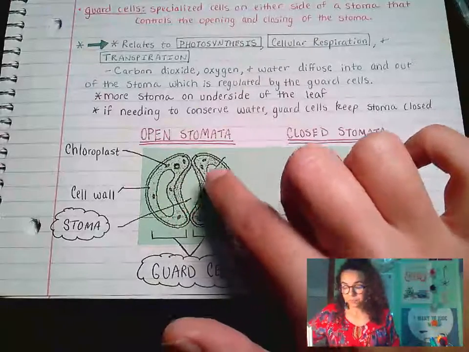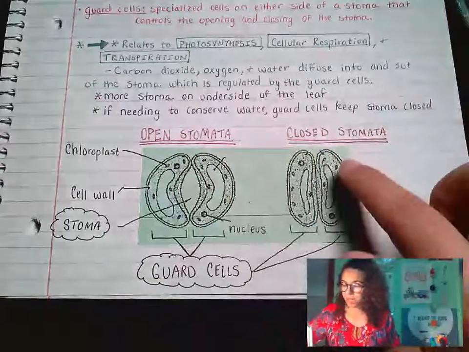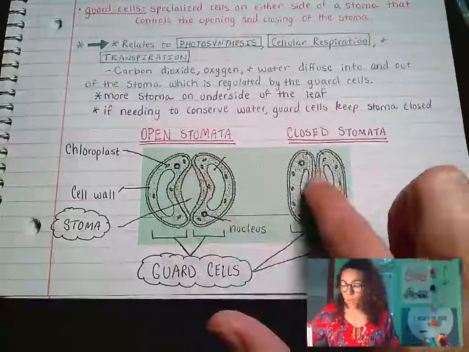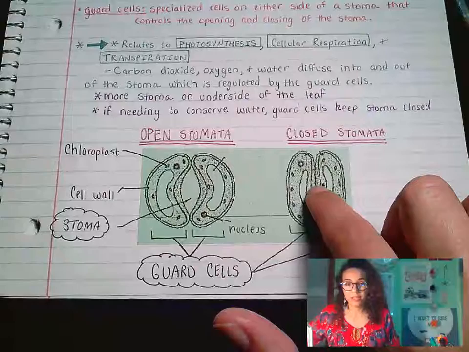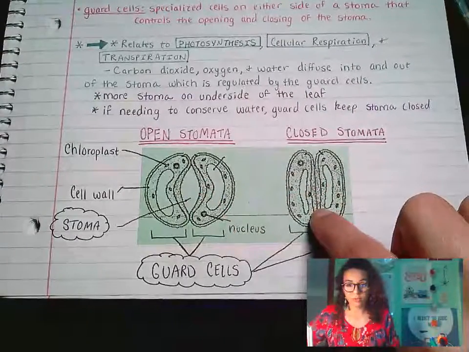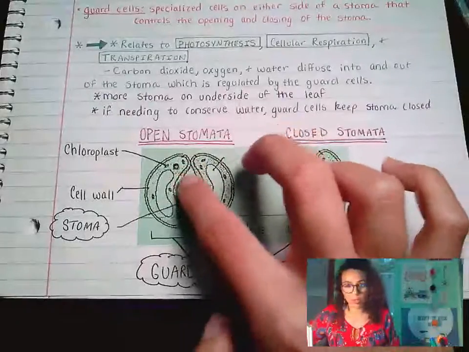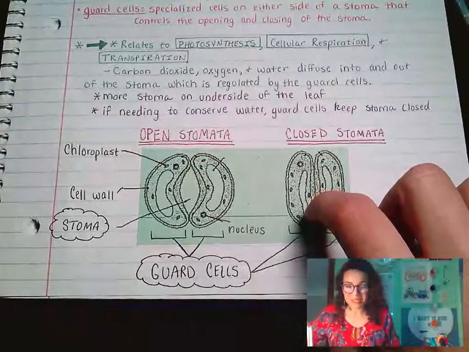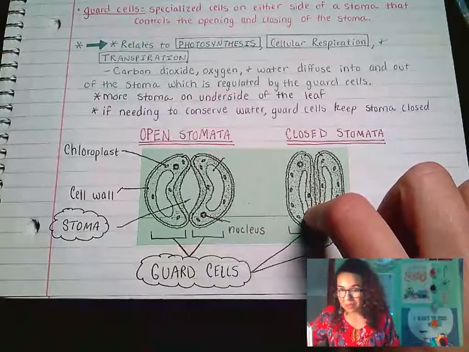Our closed stomata, though, as you can see, there's an observable difference between the two. This one is open, this one is shut off. There is no large gaping hole in the middle. Our stoma is closed tight. Ain't no water leaving that baby.